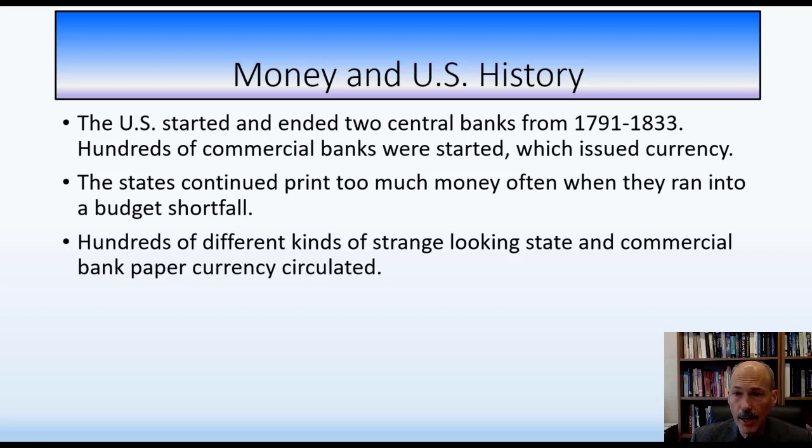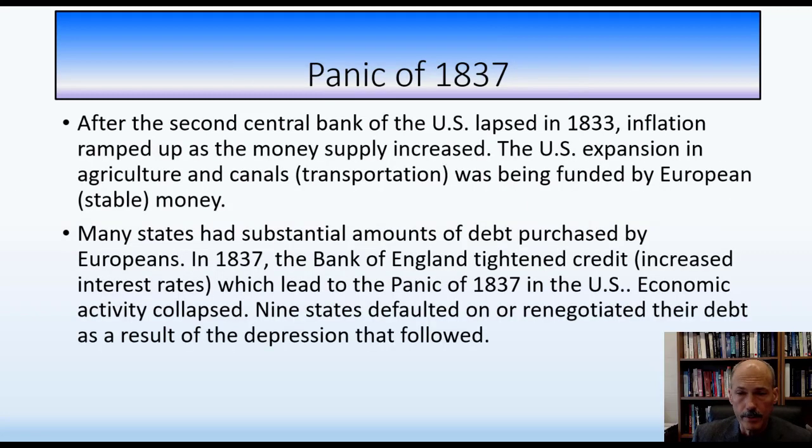So what happened during this time period from 1791 all the way into the middle 1800s is that the states continued to print too much money, especially when they ran into budget shortfalls. And not only that, commercial banks were started, hundreds of commercial banks, and they issued paper also, currency. So there were hundreds of different kinds of state and commercial bank currency floating around in the economy. And so people would be presented with very strange looking paper, and they wouldn't really know if it was good or not. It slowed down commerce. Now let's look at the Panic of 1837, because this has a bearing on things that we're going to talk about later in the course.